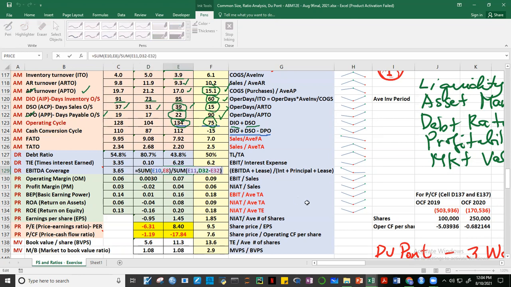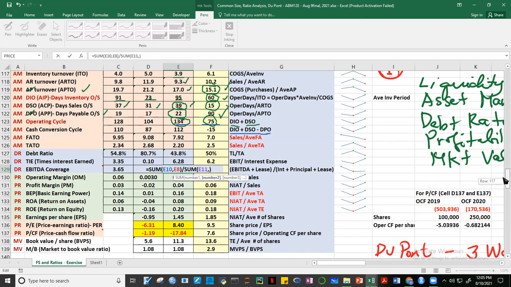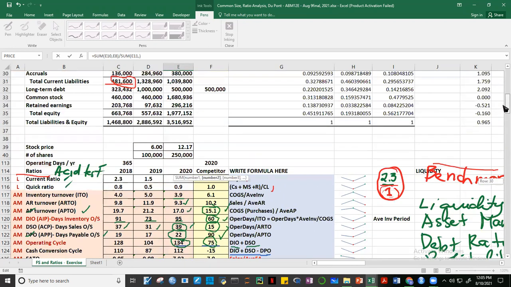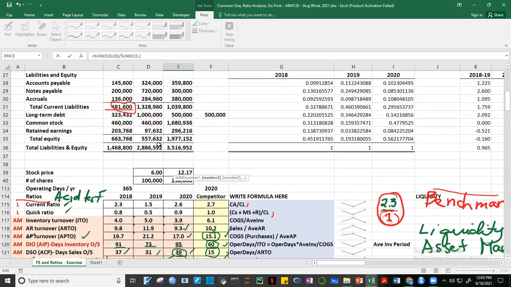Dito na magbabago, guys, sa 2020. So EBITDA divided by sum of interest and your principal payments. Itong principal payments, guys, is 1 million minus 500,000. See? So it's 500,000. Ay, sorry. Oops, mali. Nawala. So that's this minus this.